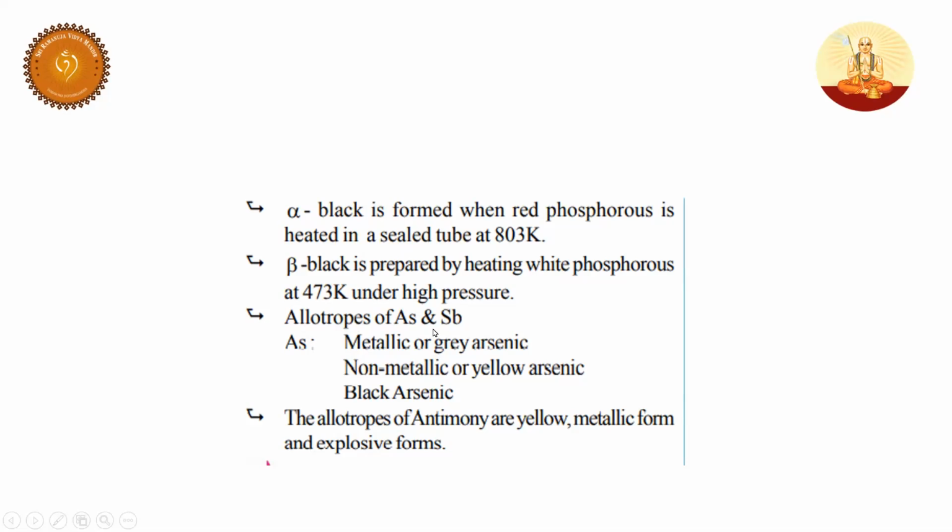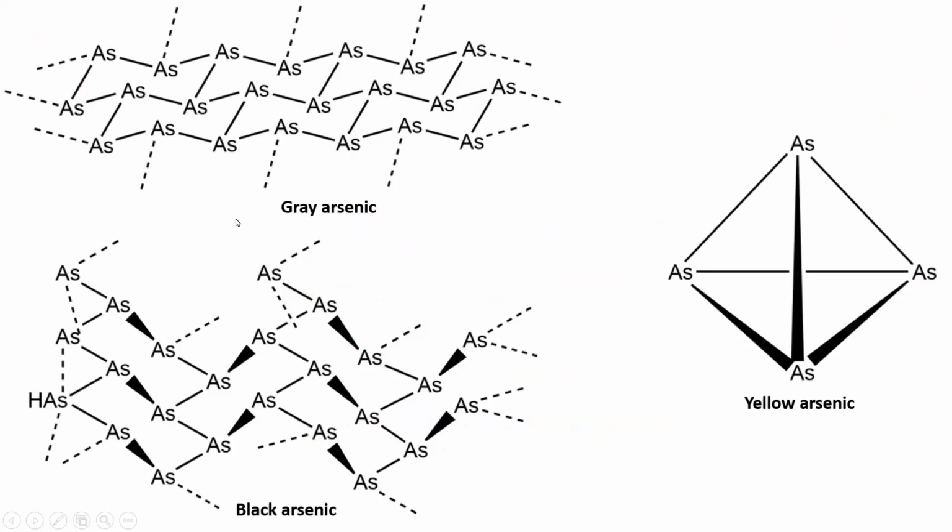Similarly, other forms of phosphorus I explained already, metallic and gray. So antimony has yellow and metallic forms. An explosive form is also available. Now this is the gray arsenic structure, and the black arsenic structure. These are not important. Just know that some allotropes exist here. Similarly, this is yellow arsenic.